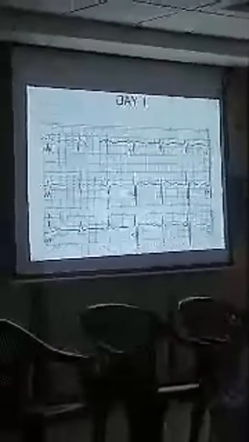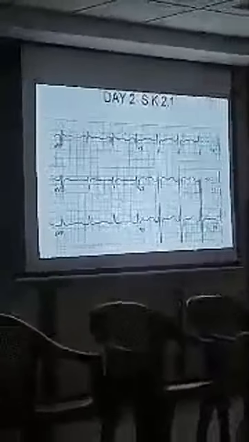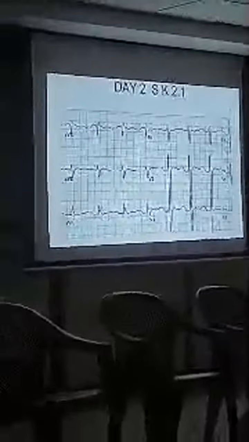So the last patient, I think. A 52-year-old male, post-MI, severe respiratory dysfunction, class 4, on high dose diuretics, with fatigue and vomiting. This is a day 1 ECG. This is day 2 when the potassium is around 2.1, and this is on day 3 when the potassium has come down further.